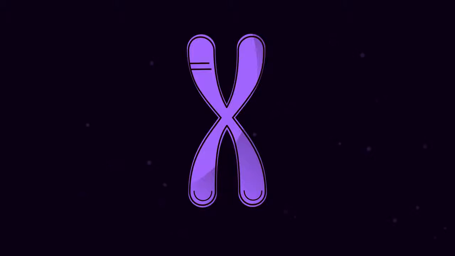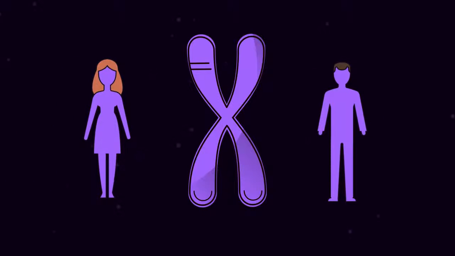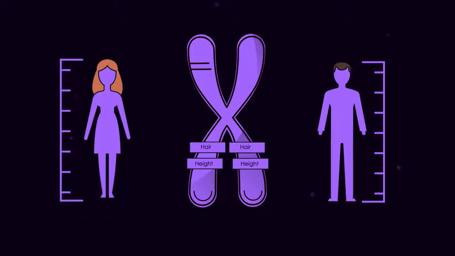So whilst the chromosomes from your mother and father both have genes for hair color, body height, and lipoma formation, they may have different alleles. So your mum may have a red hair allele, whereas your dad has a brown hair allele.